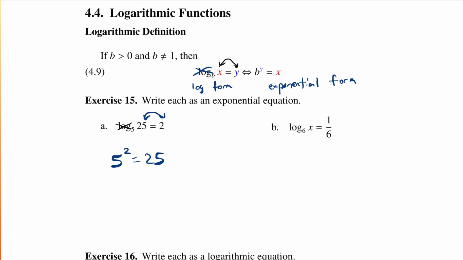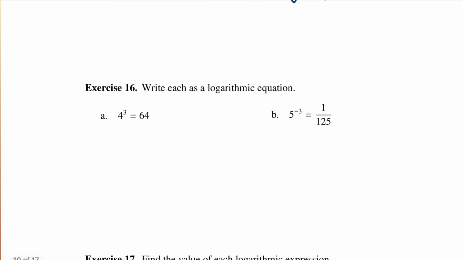So same thing goes here. You would cross out the word log, swap these two numbers. So you have base 6 to the 1/6 exponent equals x. And that's all they want us to do. They don't want us to solve. For the next set of problems, we're doing the opposite. We're writing each of these equations into logarithmic form.